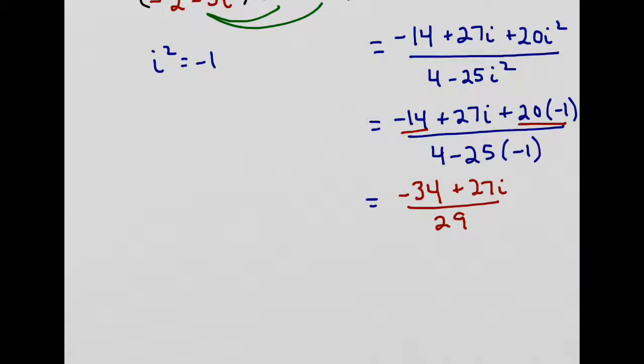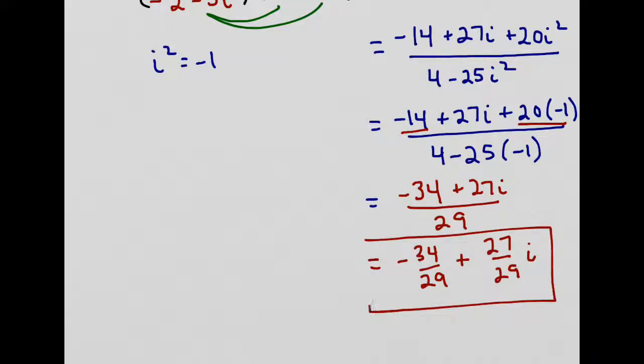Now I'm going to go ahead and simplify this a little further by putting it in complex form. So negative 34 over 29, that's my real portion, and then 27 over 29i, my imaginary portion. Together they make up my complex number in standard form, and that is my answer.